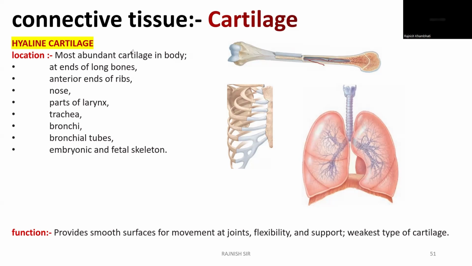Location: hyaline cartilage is the most abundant cartilage in the body. It is most abundant at the ends of the long bones. You see this in this colorful picture. This white portion is actually cartilage. So this is here, and this is also. This is the portion where cartilage is present.